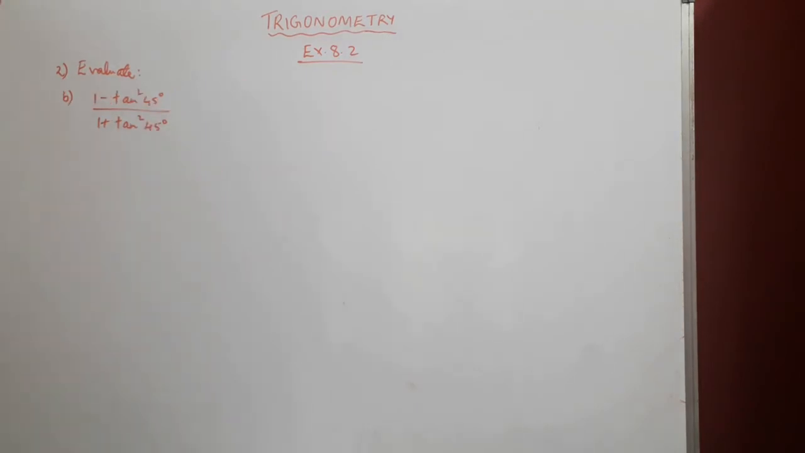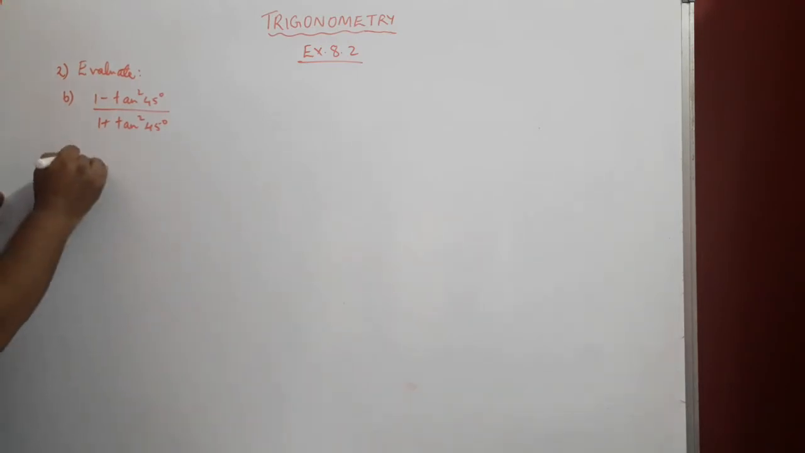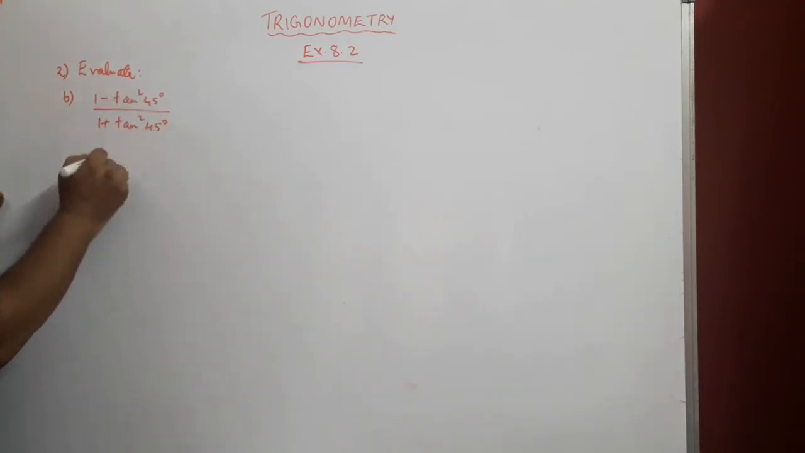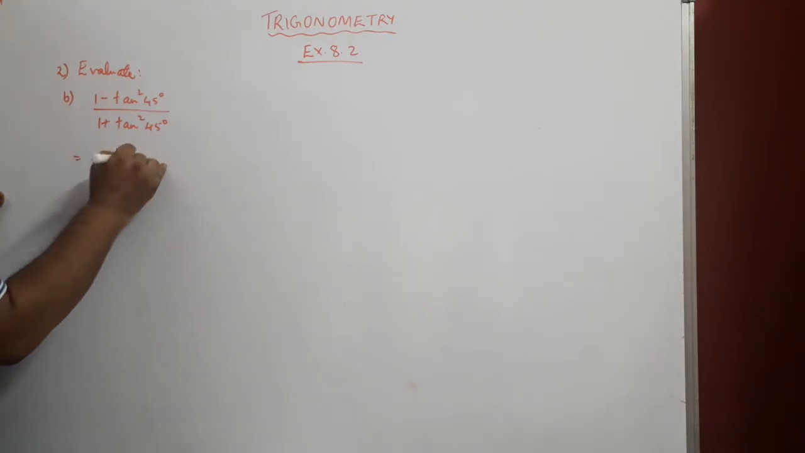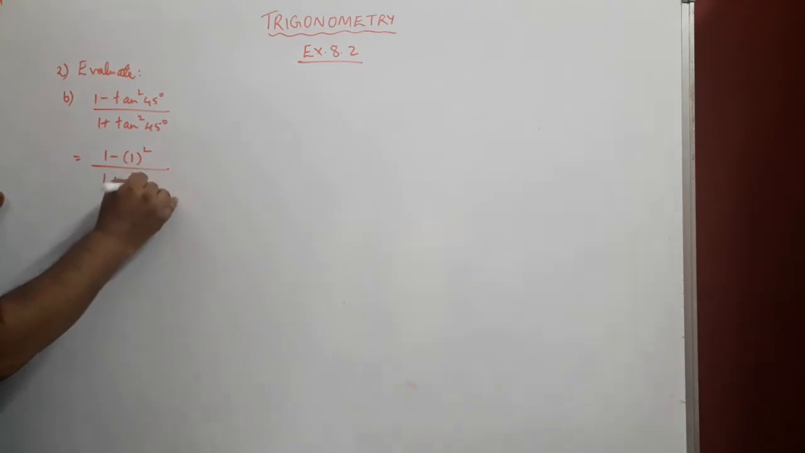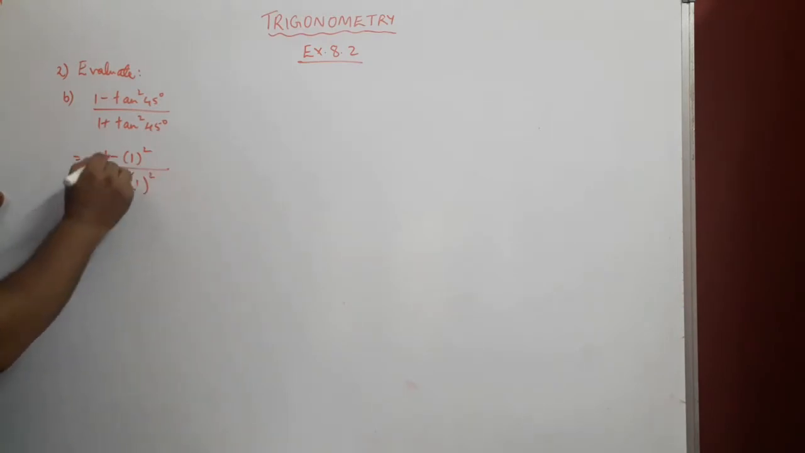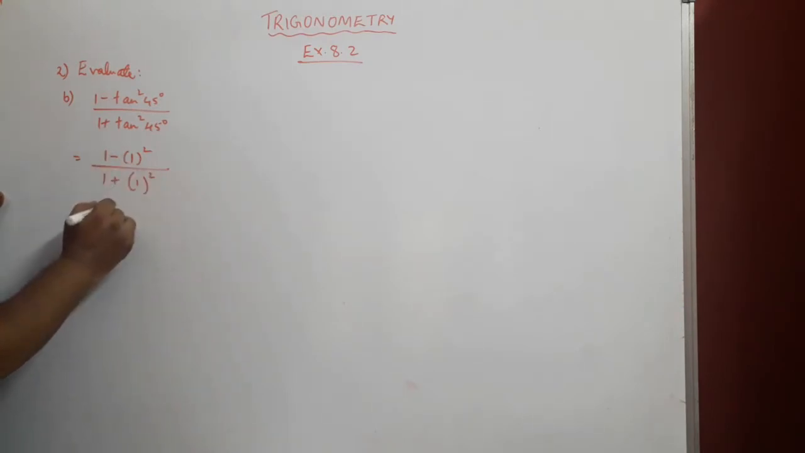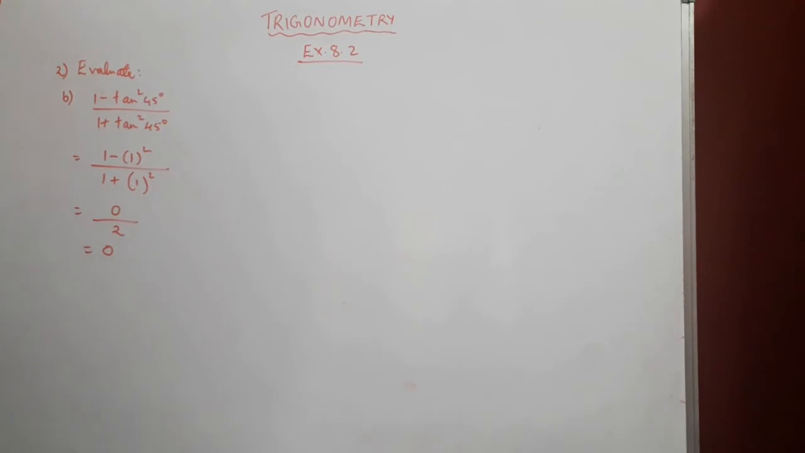The next problem is 1 minus tan square 45 degrees upon 1 plus tan square 45 degrees. Tan 45 is 1. So it will be 1 minus 1 whole square whole thing upon 1 plus 1 whole square. 1 minus 1 will give us 0. 1 plus 1 is 2. 0 upon anything gives us 0. So the answer is 0 for the second problem.